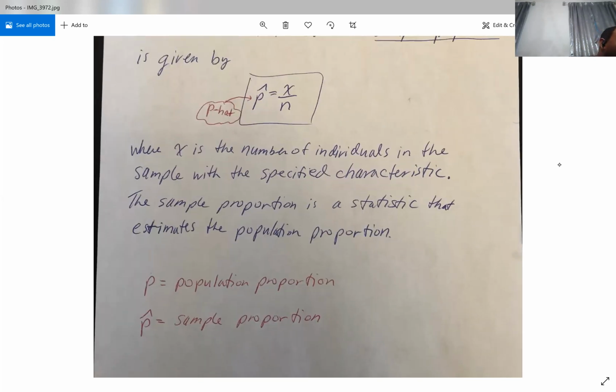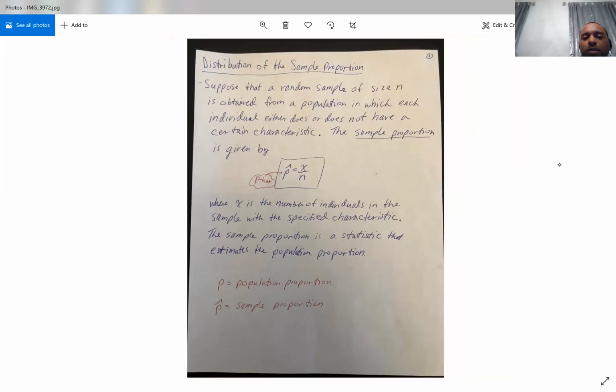And then down here, P is going to be your population proportion. P hat is your sample proportion. All right, we're good to go to the next page.